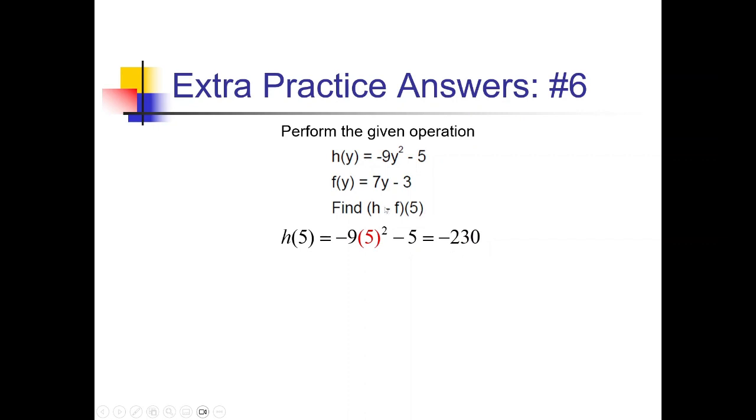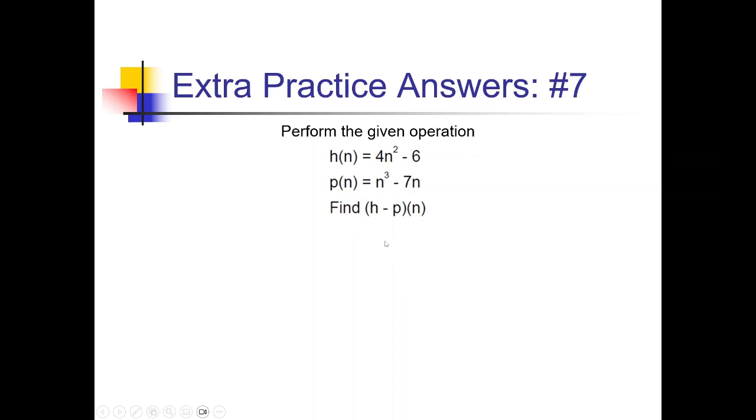And then 5 going into the f function. That's 7 times 5 minus 3. That's a lot easier. 35 minus 3 is 32. So if we're subtracting these, then we're doing negative 230 minus 32. And that comes out to negative 262.